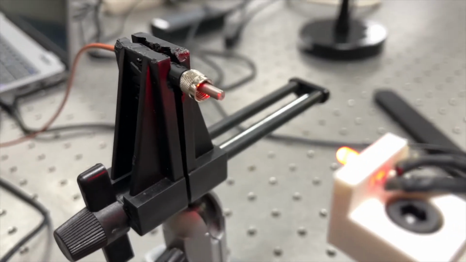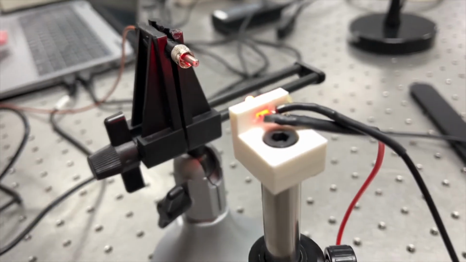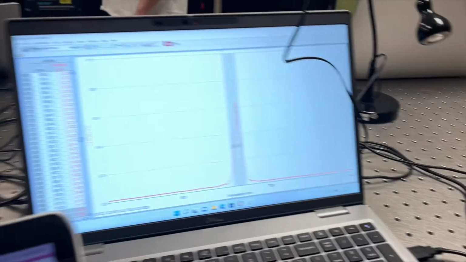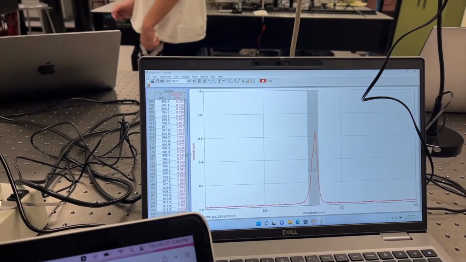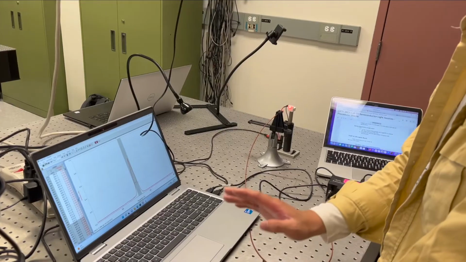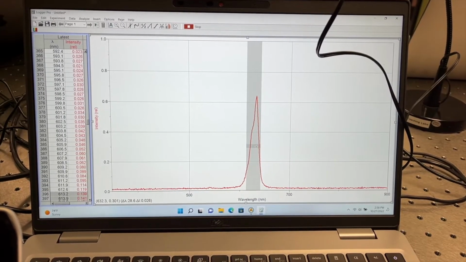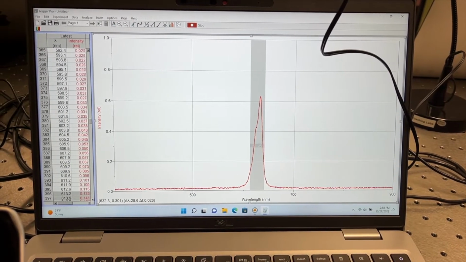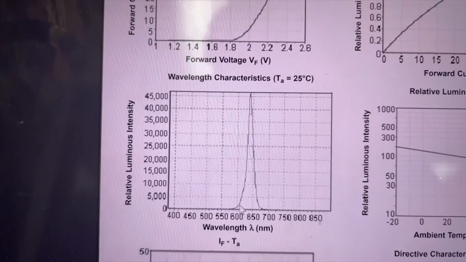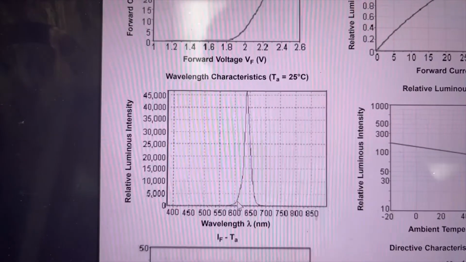Here, we are using the spectrometer to measure the spectrum of the LED, and by using the Logger Pro software, we can measure the intensity versus lambda graph. By doing that, we know the delta lambda, which is the width of the graph, is about 25 nanometers. The graph we found online has a width of about 30 nanometers, compared to our experimental data.